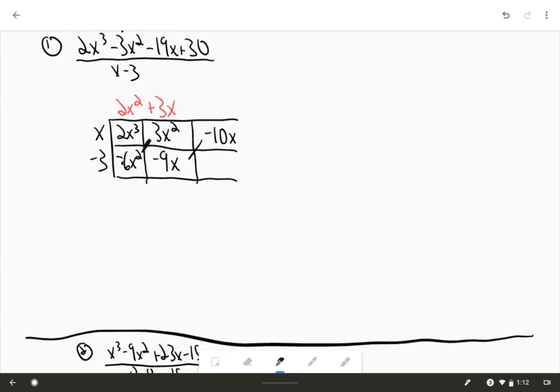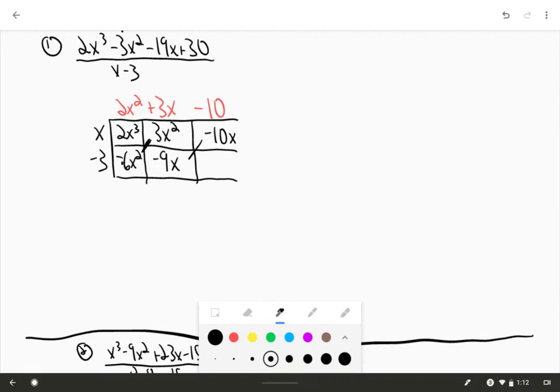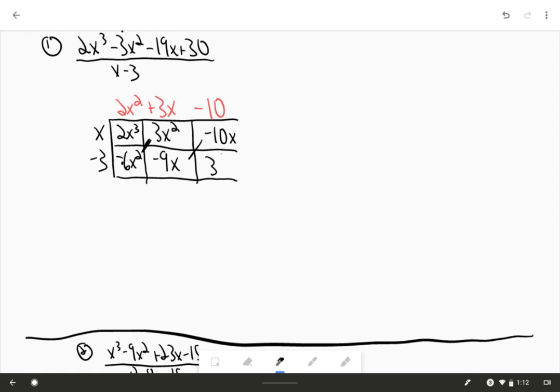Now I'm going to do this one more time. So x times what is negative 10? The answer is negative 10. X times negative 10 is negative 10x. And then negative 3 times negative 10 is positive 30. Notice I got a constant term of 30, and it matches up with the constant term of 30 up here. So I know that I'm done.